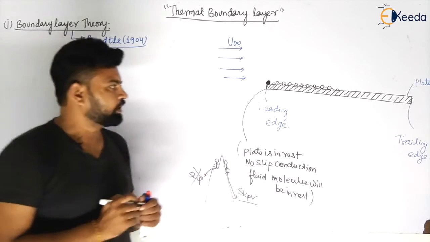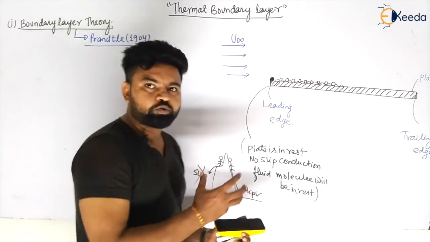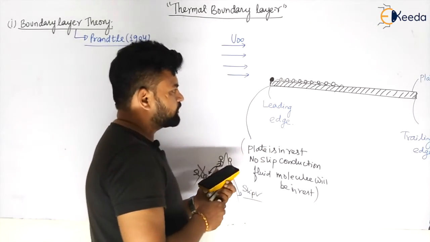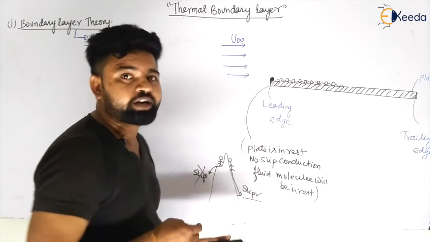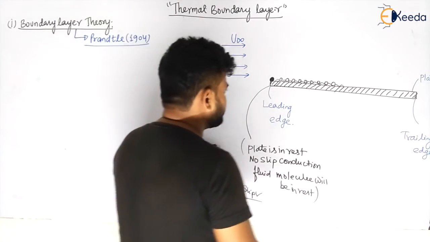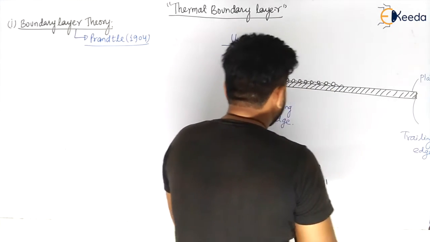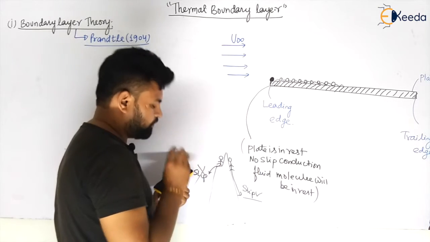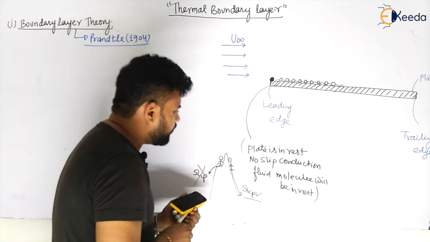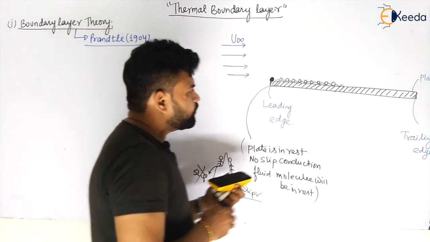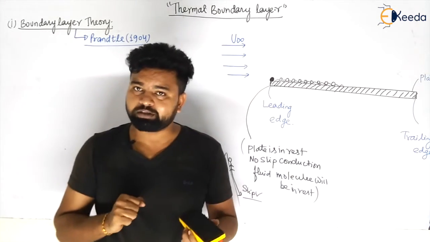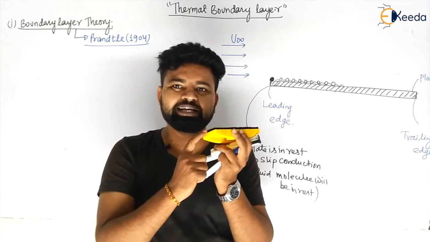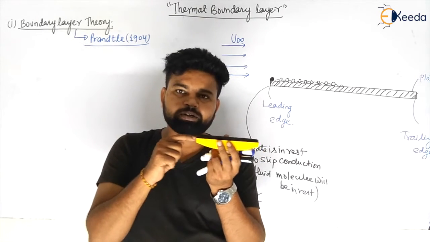Now what will happen? All molecules will be at rest. Due to the no slip condition, all the molecules sticking to the plate will be at rest and will not have any kind of motion. These molecules will be at rest up to some distance, having zero velocity. Now we know this fluid has some kind of viscosity. So as soon as it touches that edge, the leading edge of the plate, the velocity of the fluid will become zero.